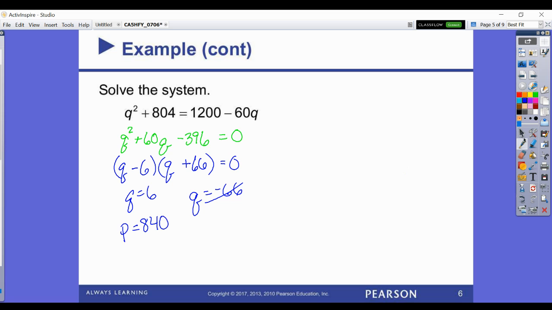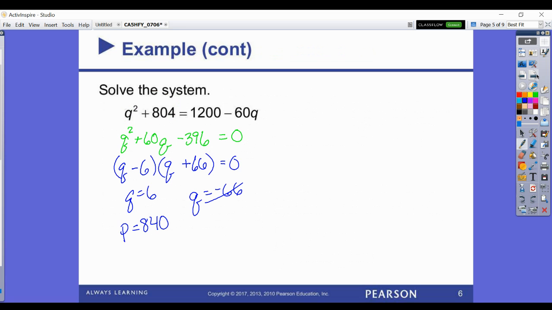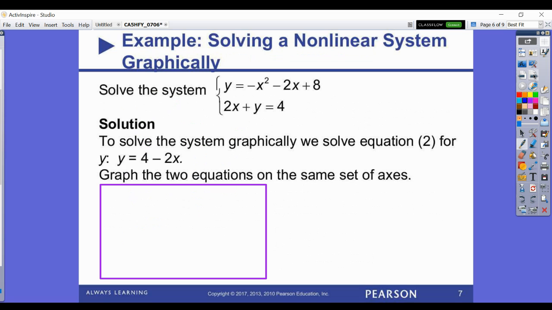So what that means is that for market equilibrium, the supply price would be 840 and the quantity would be 6. So these are expensive items. And that concludes that question.